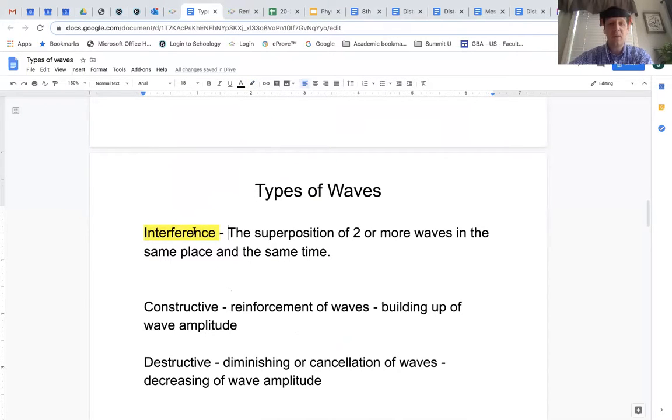So here we go. The general idea of wave interference is the superposition of two or more waves in the same place and at the same exact time. Now that should sound a little bit weird because when we stop and think about same place, same time in the concept of physics, two things can't occupy the same place at the same time.